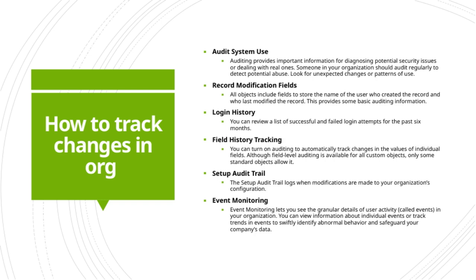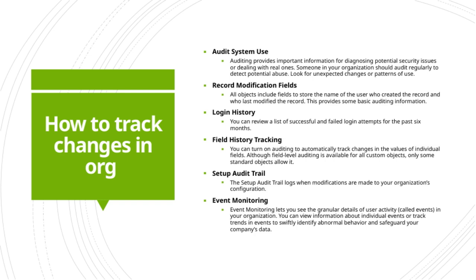Now, many objects in the system include fields that store who created or last modified the record. This basic information can be very helpful in tracking down issues or understanding changes. You also have the ability to review login history, which includes both successful and failed login attempts over the past 6 months. This helps identify any suspicious login activity.